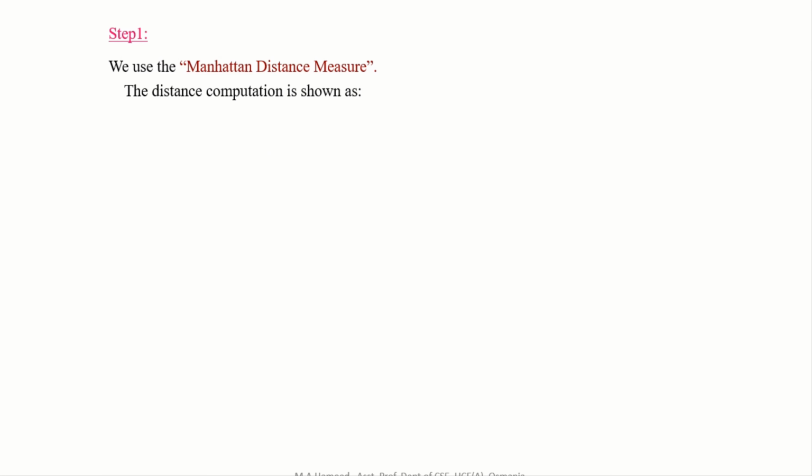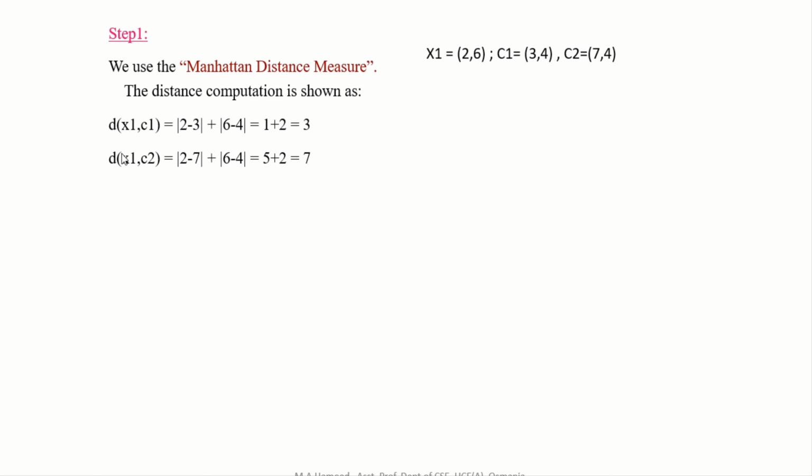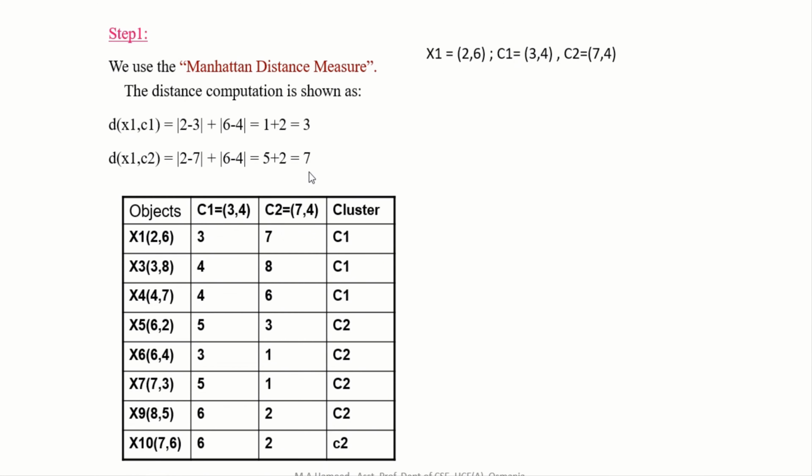And what does step 1 of our algorithm tell us? We need to use the Manhattan distance measure. The distance computation is shown here: for the first point (2,6), we have two medoids (3,4) and (7,4). Then we need to calculate the dissimilarity value with respect to C1 and C2, and we have got this as 3 and 7. So it will belong to cluster C1 because its dissimilarity is very low, which means its similarity is very high. Similarly, it has been calculated for all the objects, and they have been successfully clustered into C1 and C2 on the basis of this value.